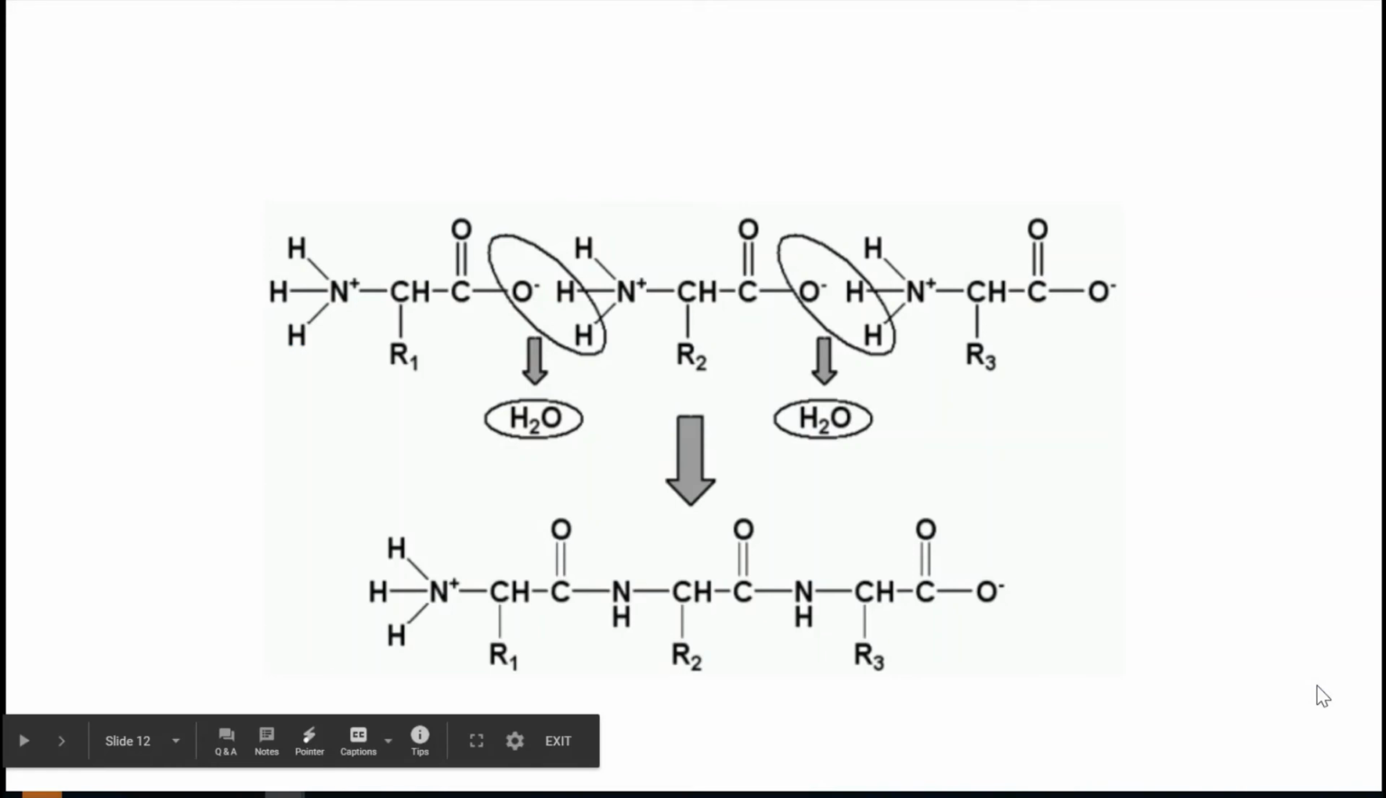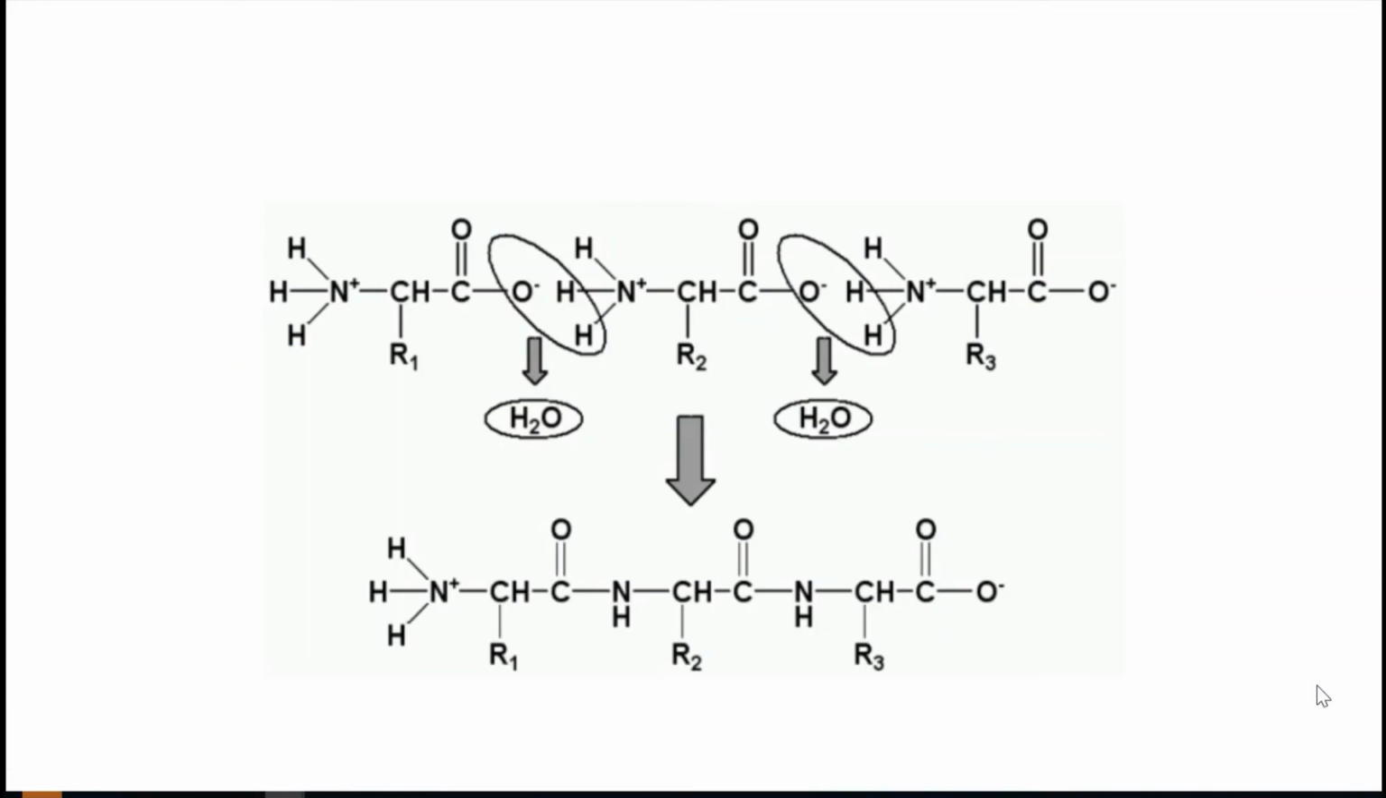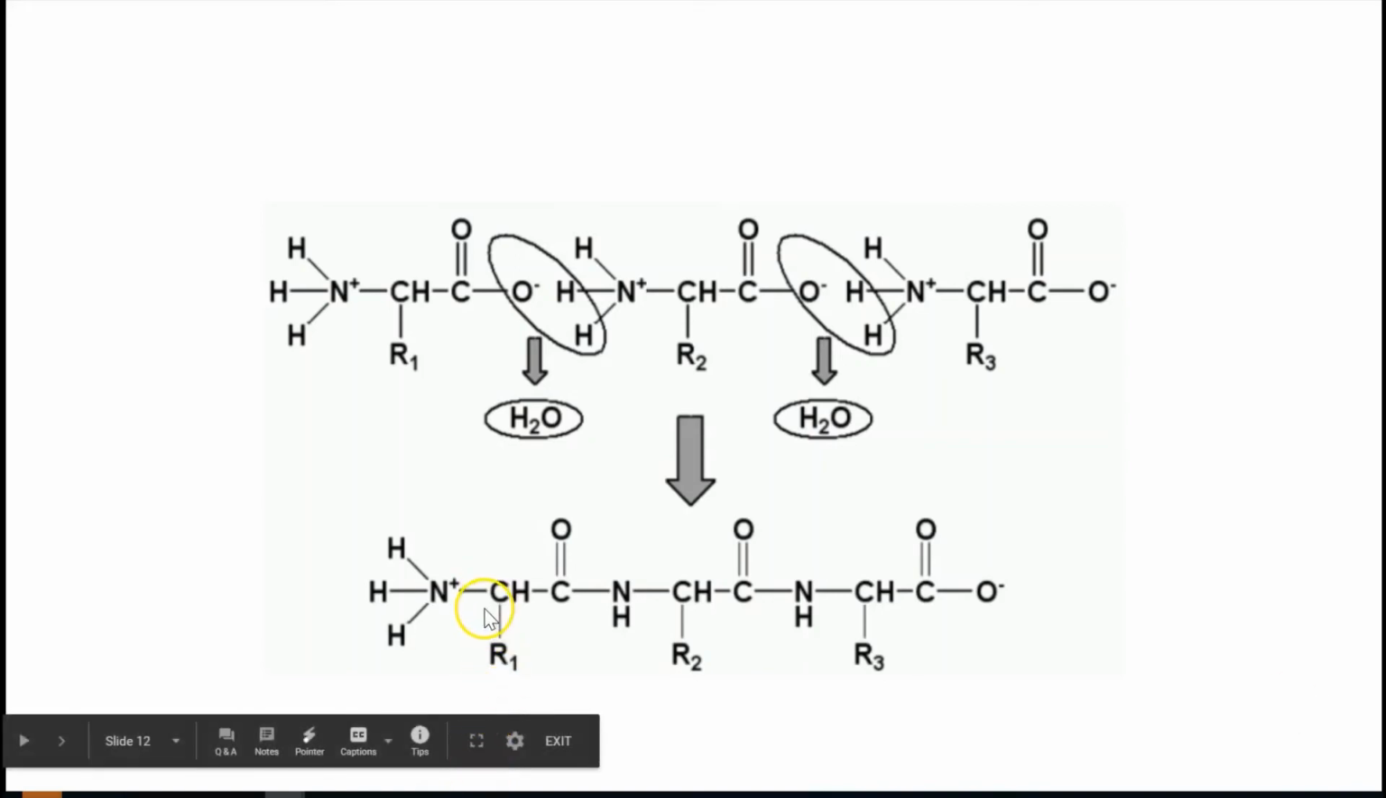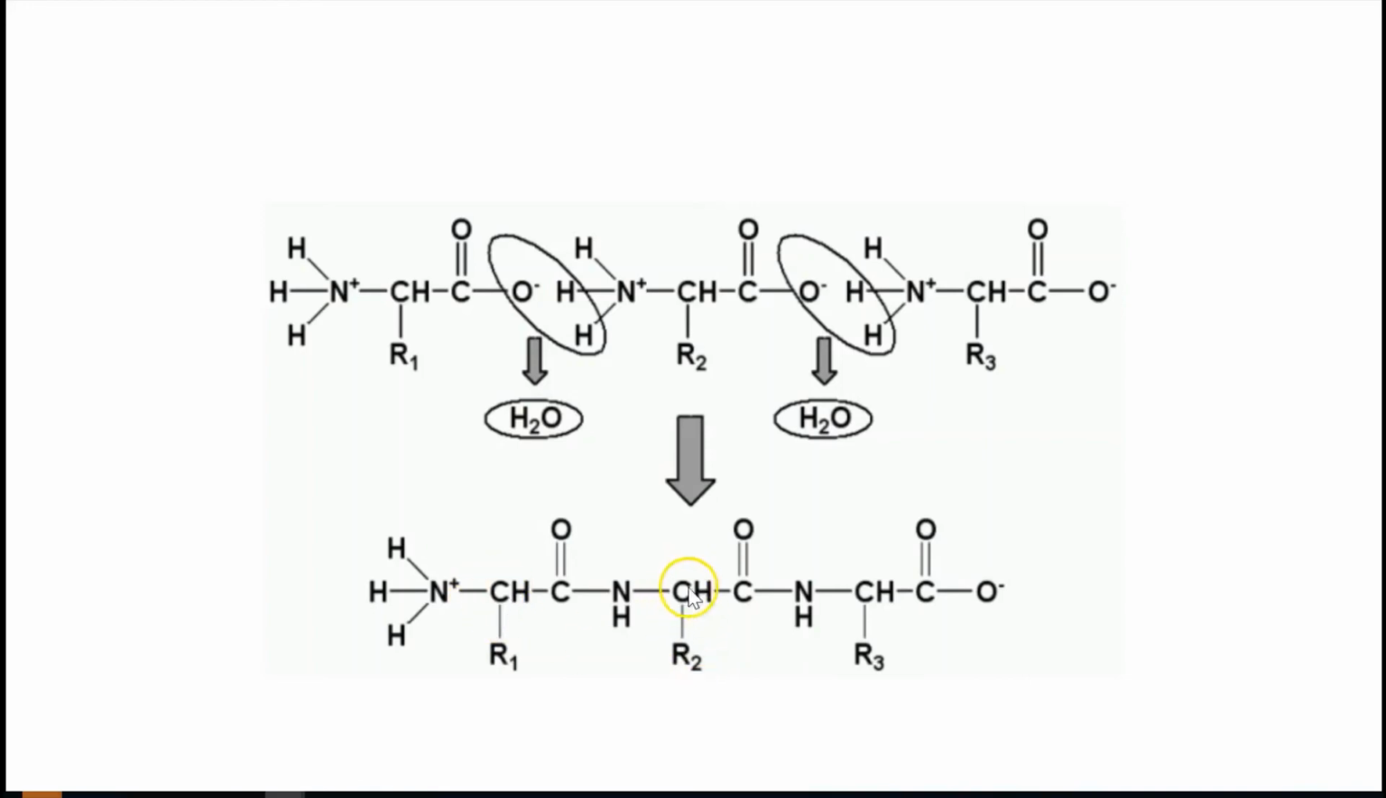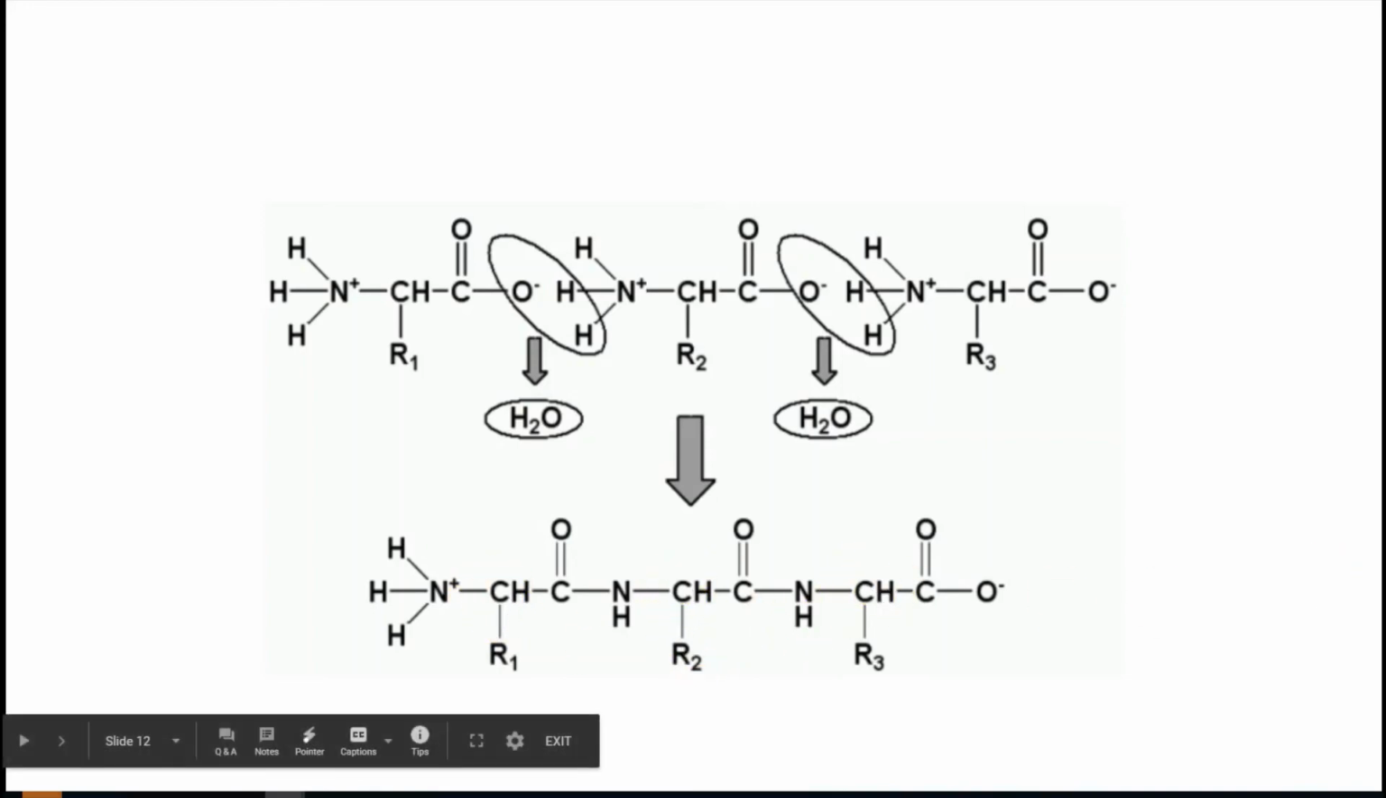And we can see this happening again. So we see a dehydration synthesis reaction forming now a tripeptide. And I know it's a tripeptide because I'm counting the alpha carbon, or the carbon that's attached to the R group. So there's 1, 2, 3 amino acids that are all joined together.